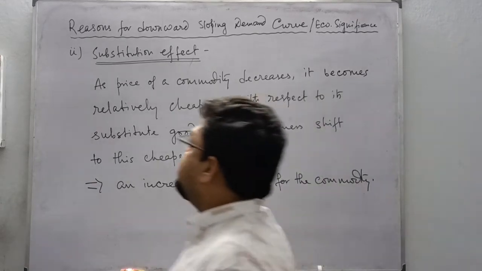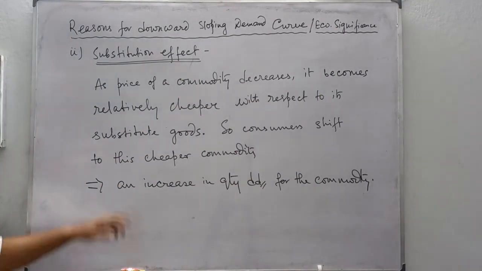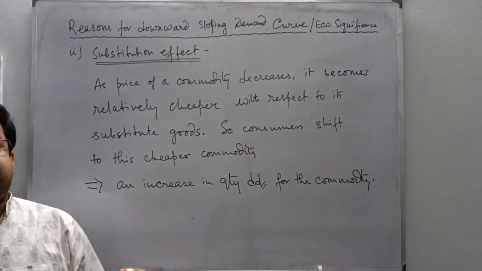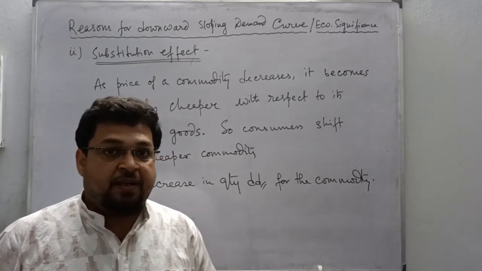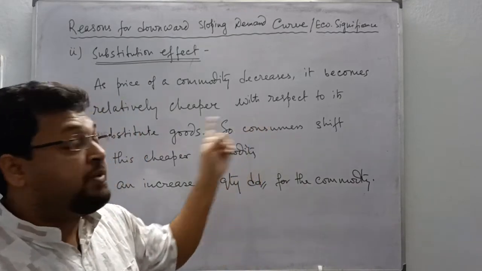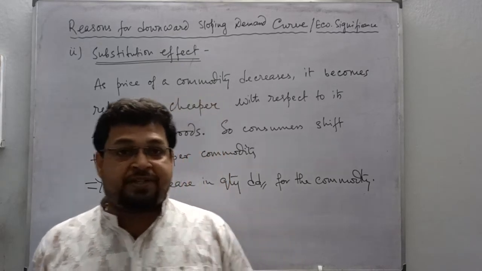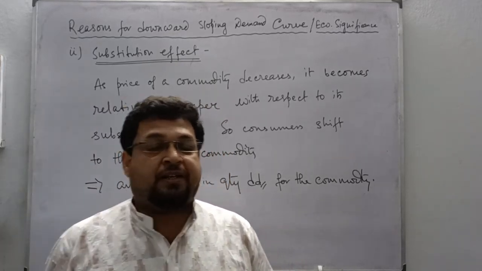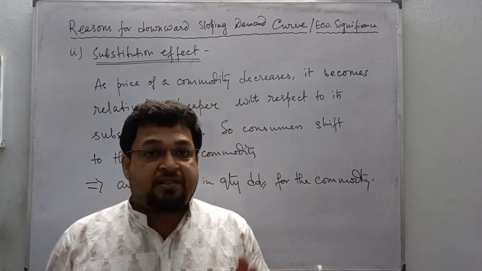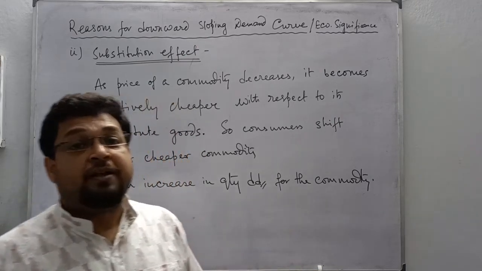Next is the substitution effect. What do we mean by substitution effect? As the price of a commodity decreases, the commodity in question which we are dealing with, say commodity X, becomes relatively cheaper with respect to its substitute goods. Automatically, as consumers are attracted towards relatively cheaper goods, some of the consumers will shift to this commodity, and the demand for the commodity will increase.